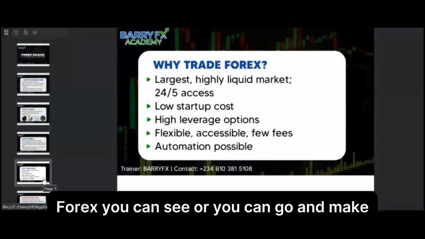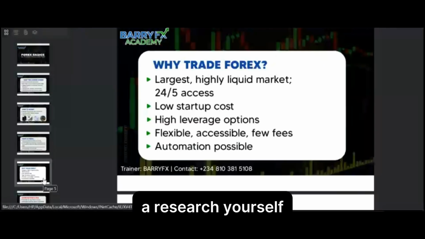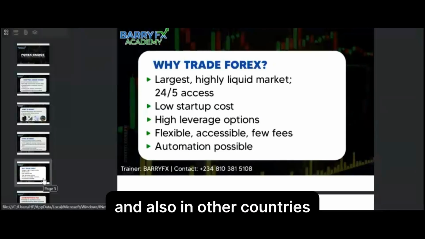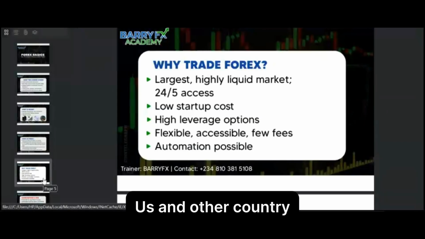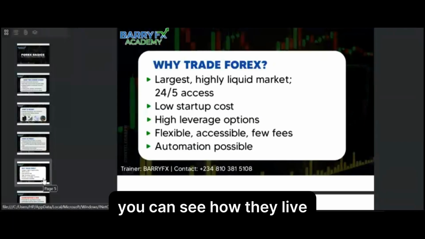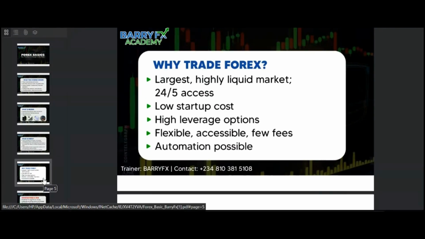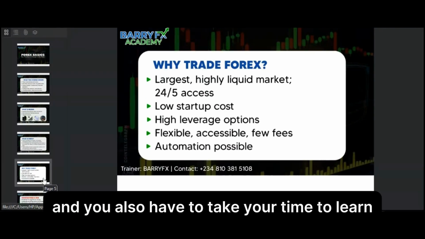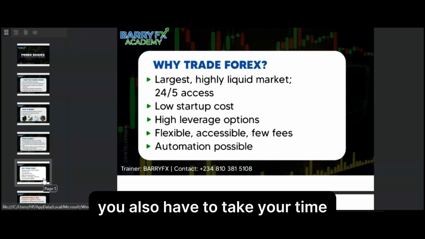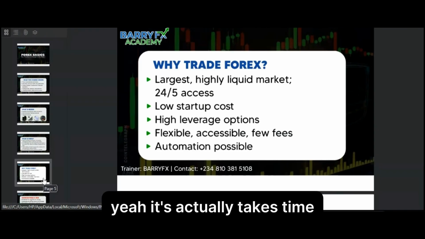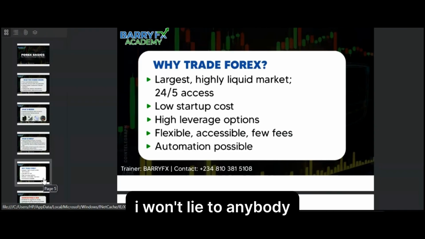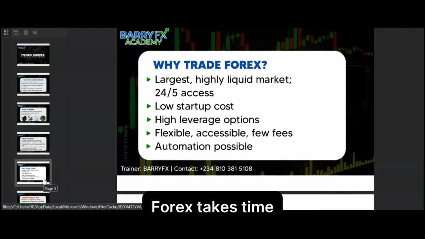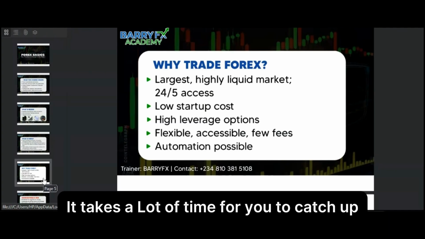You can go and do research yourself. You can see all the big guys that trade forex in Nigeria and also in other countries, South Africa, US, and others. You can see how they live. But it requires a lot of discipline, and you also have to take your time to learn. It actually takes time. I won't lie to you guys. Forex takes a lot of time for you to catch up.